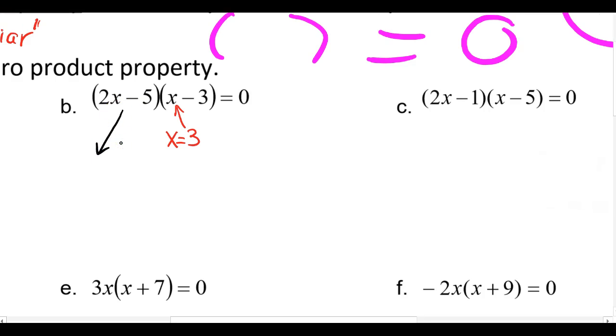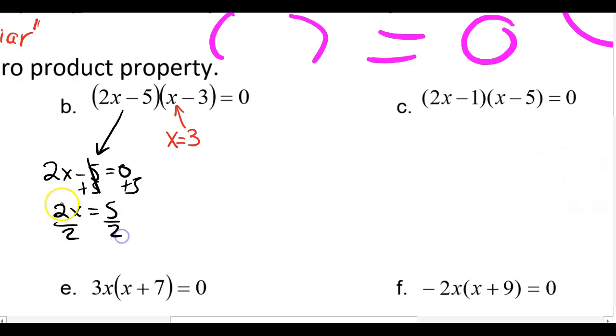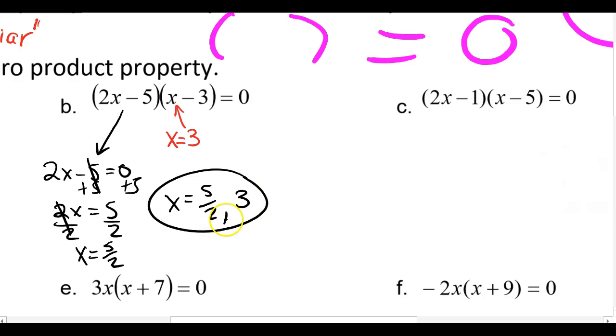Here, let's pull it to the side, and we'll do 2x minus 5 equals 0. Add 5 to both sides, solve it like an equation, and now divide by 2 to get rid of that 2, and x equals 5 over 2. And there's our two answers. X equals 5 over 2, comma, 3. And remember, you want to separate your answers by a comma.